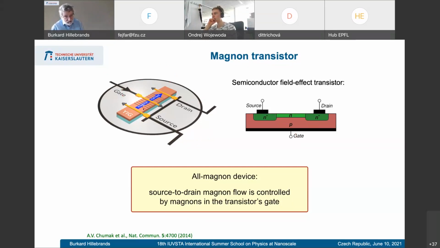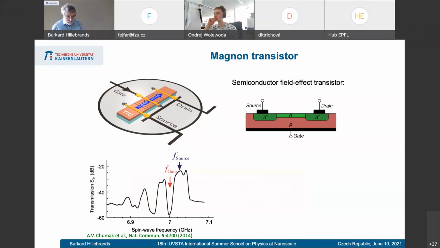And you might now notice we have three contacts. We have one contact to generate the spin waves here at the source. We pick up the spin waves with the drain contact. That's just done by induction. And then we have the magnonic crystal, and across the magnonic crystal, that is now new, we put a gate electrode.